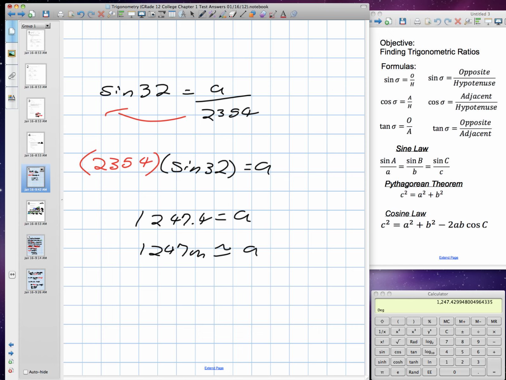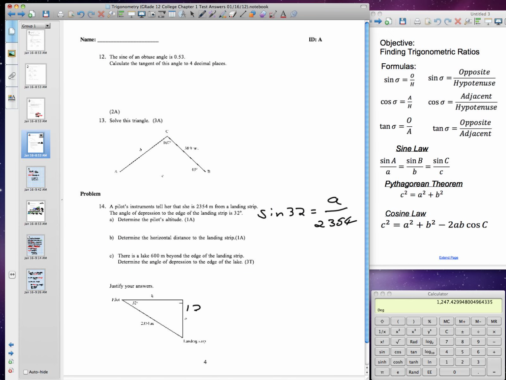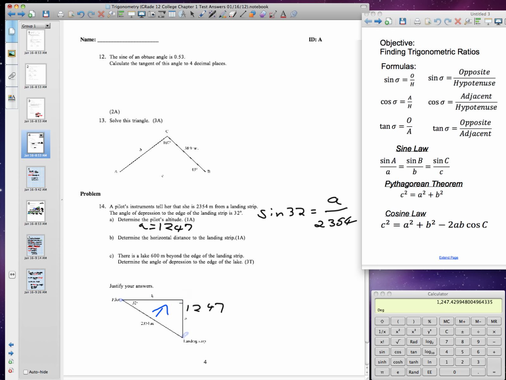B says determine the horizontal distance to the landing strip. In other words, how far away horizontally is she from this landing strip. Again, it's a right angle triangle, so I can use one of the trig ratios. I could use tangent, opposite over adjacent, or I can use cosine because I have the hypotenuse and am looking for the adjacent. There's one other formula I could use to solve this. Anyone know? I have two sides of a right angle triangle. Pythagorean, that's right. We can use Pythagorean theorem. I'm going to use that in this one just so you guys have an example of it.